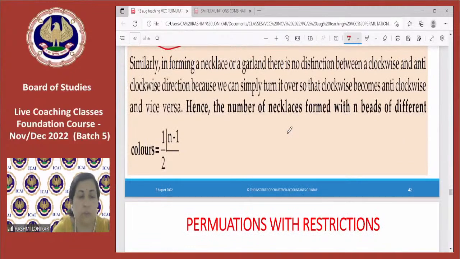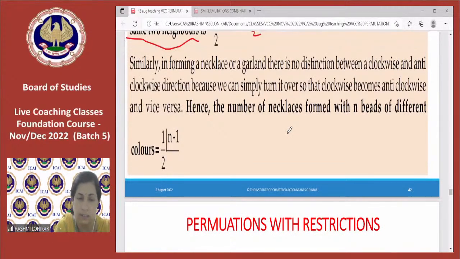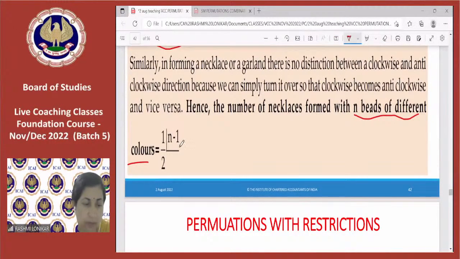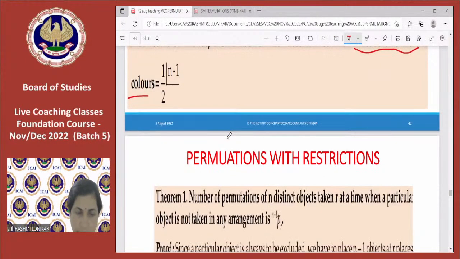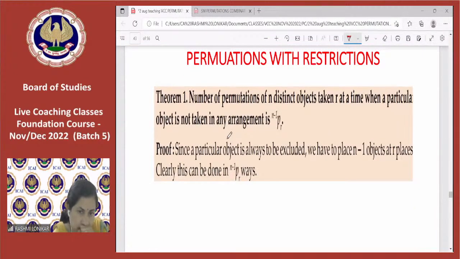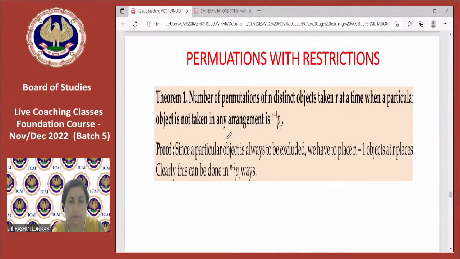Similarly, in forming a necklace or a garland, what do we have? The number of necklaces formed with N beads of different colors is given by 1/2 into (N minus 1) factorial. Then coming to permutation with restrictions.